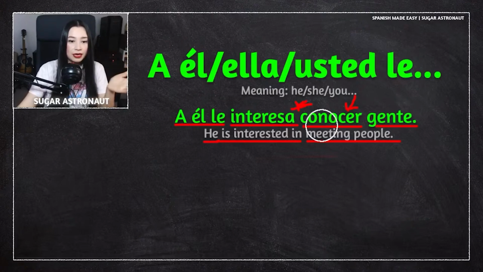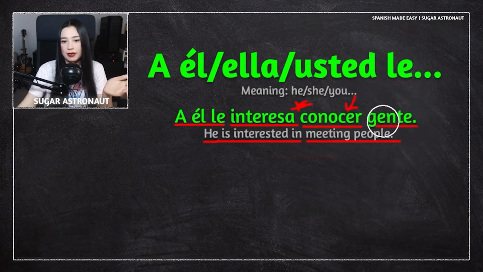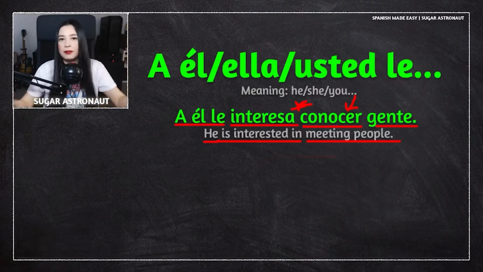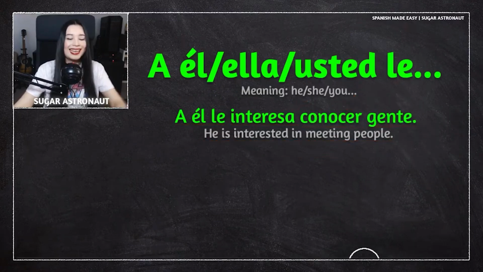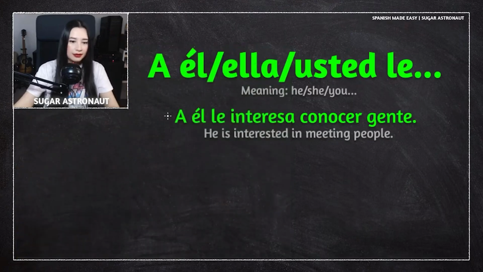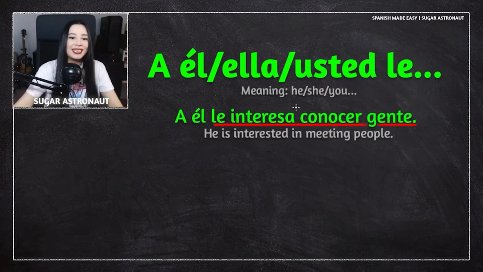So yeah, it's the same formula. You remove the letter R from the first verb, and then you keep the second one in an infinitive form. And then we have a noun here, which, as I said before, conocer gente is like a phrase by itself, and it means just meeting people, to meet people. So nothing too complicated. You can also say le interesa conocer gente, okay? You can leave a él out. You don't need it, but sometimes people use it. So it's all good. Le interesa conocer gente. He's interested in meeting people.